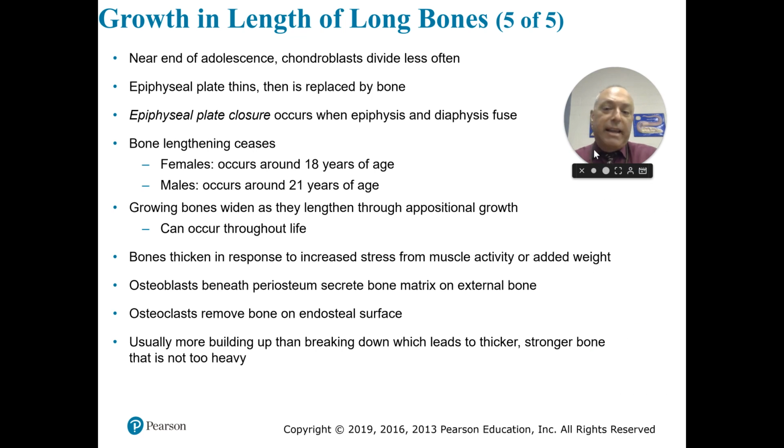Near the end of adolescence, the chondroblasts divide less often, and the epiphyseal plate thins. Then it's replaced by bone, and there's no longer any growth at the epiphyseal plate. The epiphyseal plate closes, and the epiphysis and the diaphysis fuse. In females, this occurs around 18, and in males, around 21. Bone does widen and thicken in response to weight, but it will not lengthen at the epiphyseal plate because that has fused.